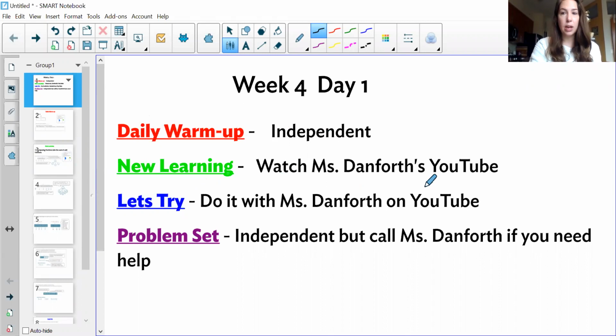Now, something about that new learning. It may actually not be new to you because a lot of the new learning we actually already learned in class. So for example, today's lesson is all about decomposing fractions into unit fractions. We already learned that, but I'm still going to go through it because some of you may have forgotten what that looks like, and you're going to need it for the problem set.